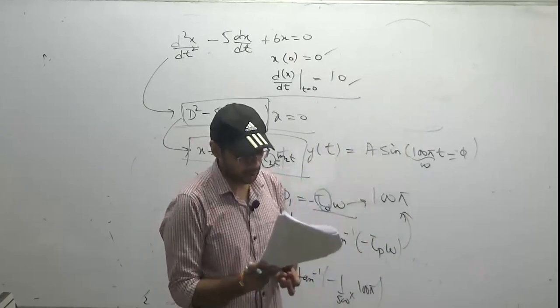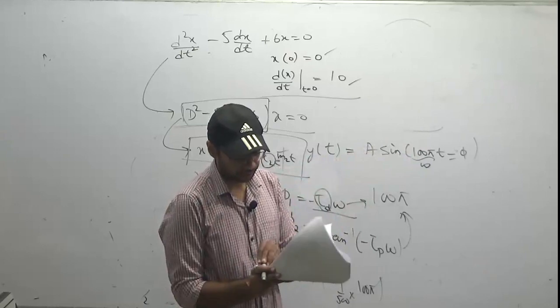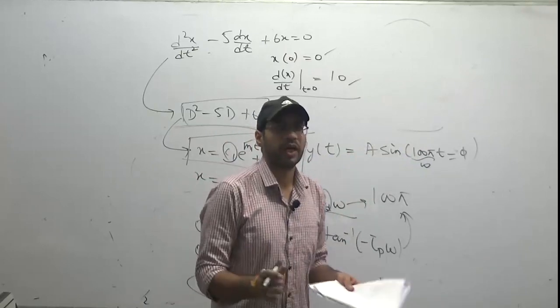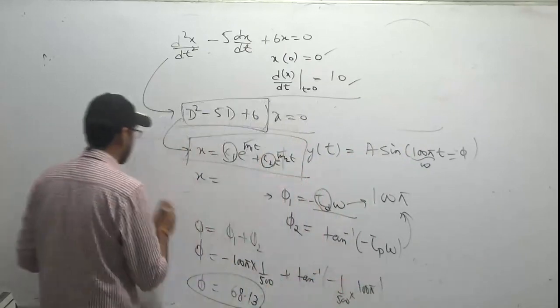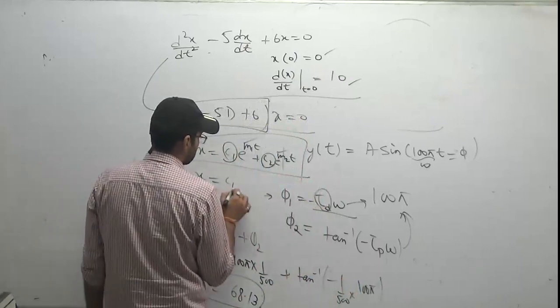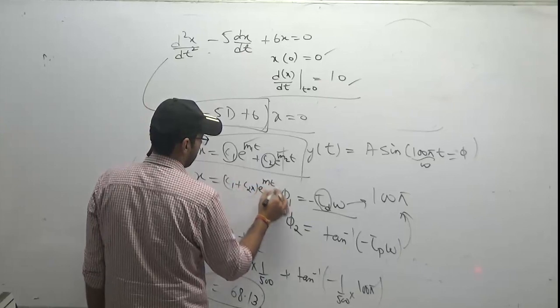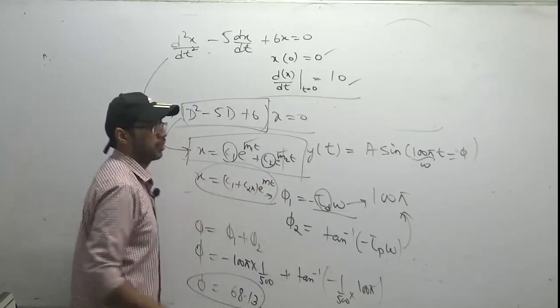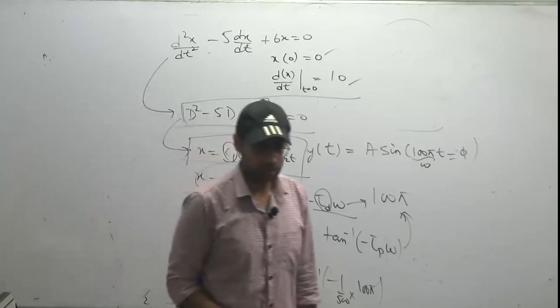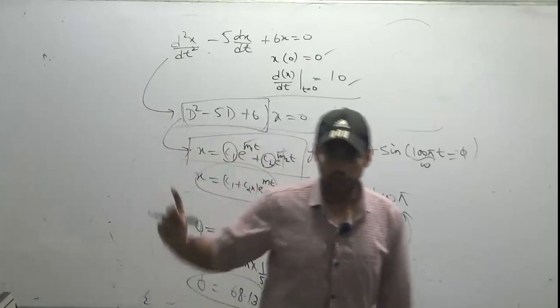Okay, coming back to the question number 37. Let's suppose you are getting equal roots. So in that case, what will you get? x is equal to (c1 plus c2 x) e raised to the power mt. There also you have to calculate the values of c1 and c2. You got the point? That's your doubt, right?